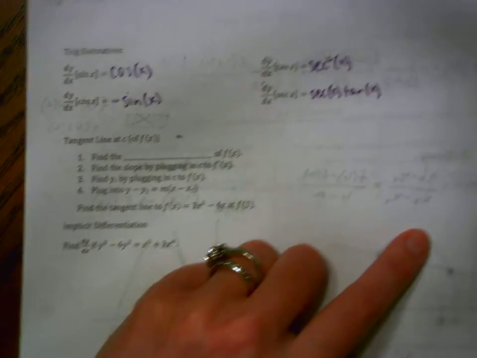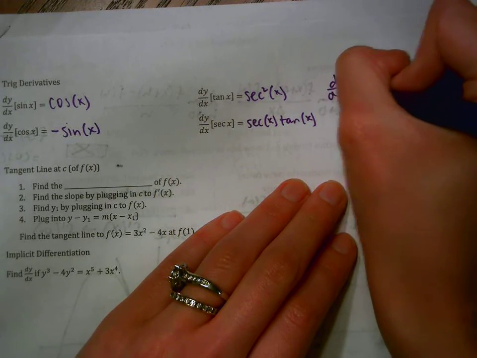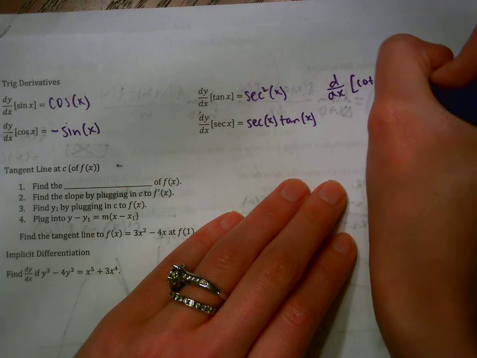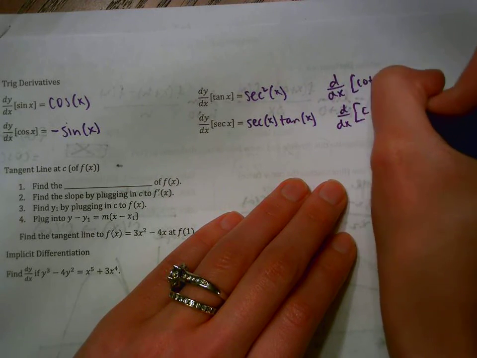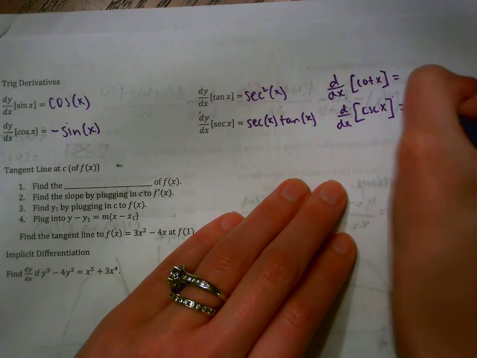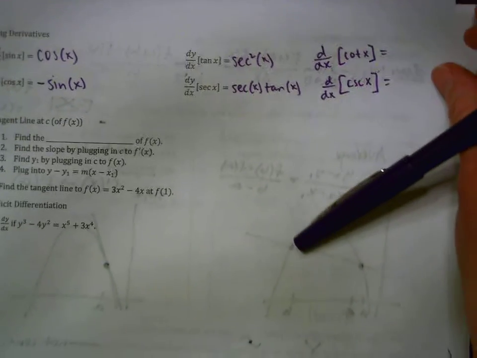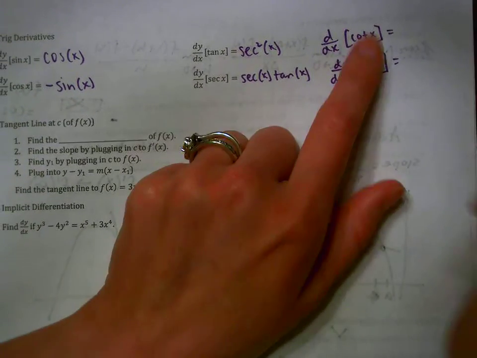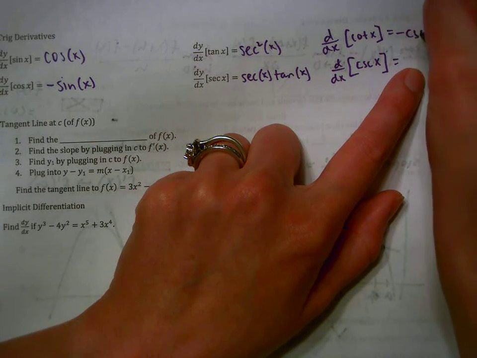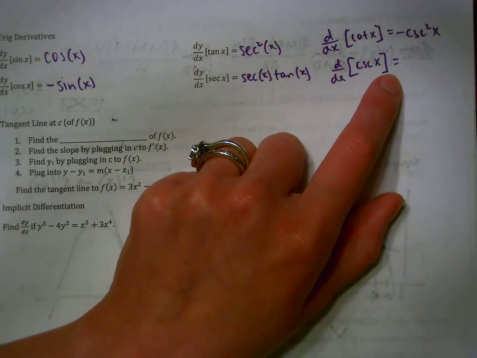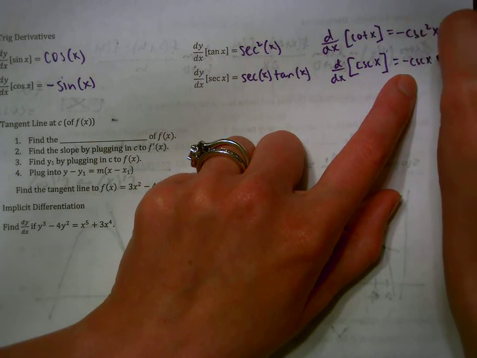And now we have 2 more, right? I don't know why they're not here. The derivative of cotangent and the derivative of cosecant, CSC. Oops, sorry. This isn't staying very nice and neat. So cotangent is negative cosecant squared. And then cosecant is negative cosecant times cotangent.